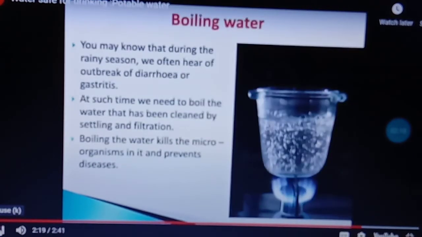Boiling water. You may know that during the rainy season, we often hear of outbreaks of diarrhea or gastritis. At such times, we need to boil the water that has been cleaned by settling and filtration. Boiling the water kills the microorganisms in it and prevents diseases.